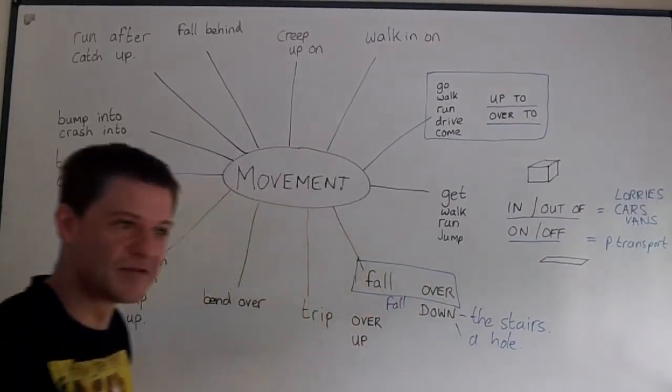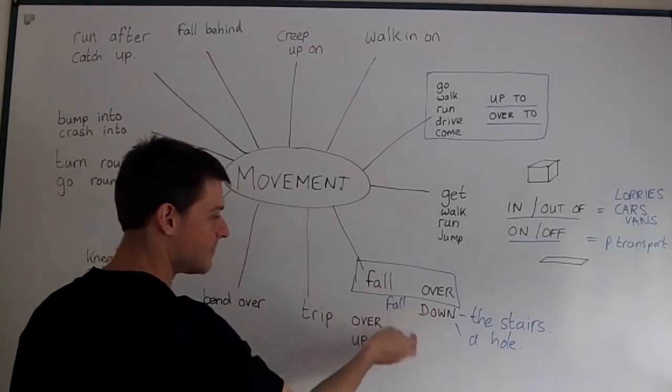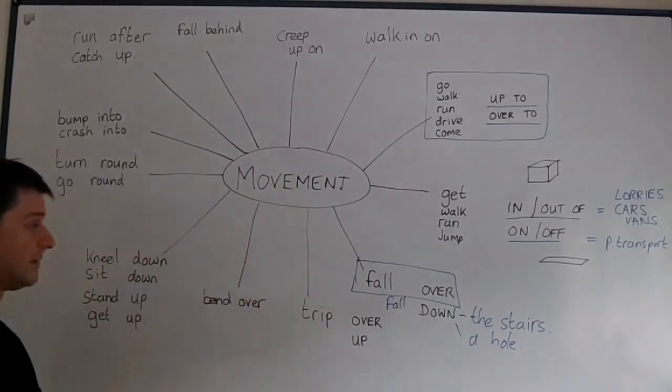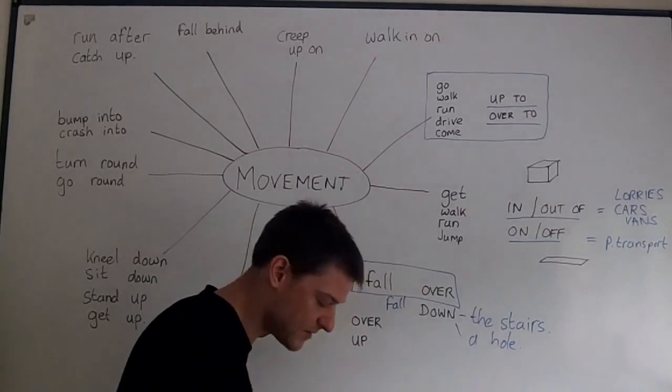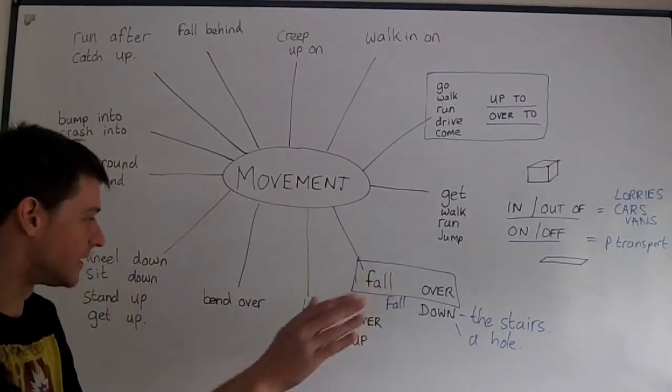It means you end up on the floor. But okay, so people fall over. Usually buildings or trees fall down, but people can fall down the stairs or fall down a hole because it's a movement down. Trip over is when you hit something with your foot and fall over. So it's unintentional, you trip over.